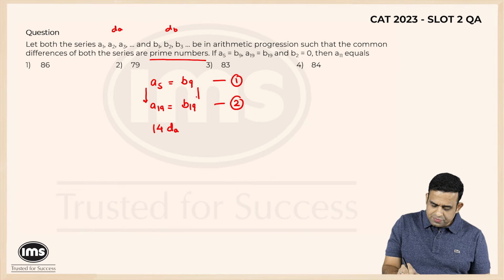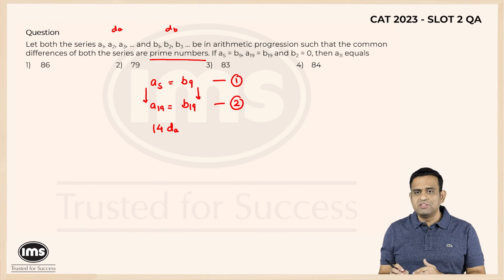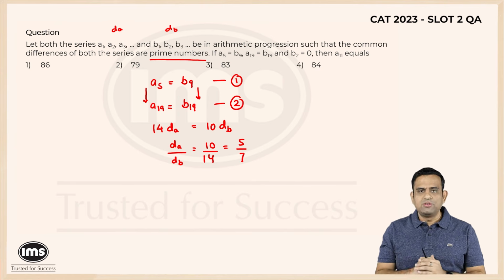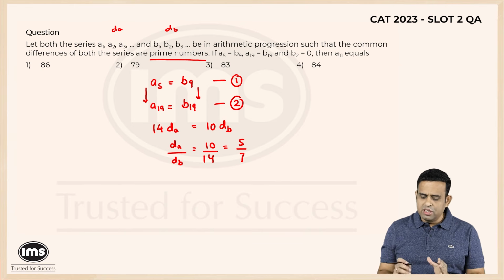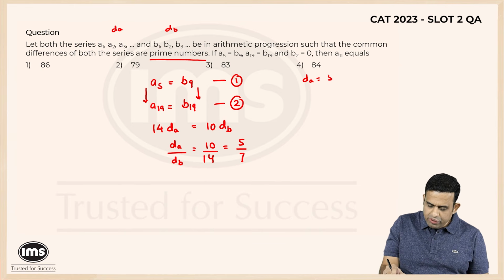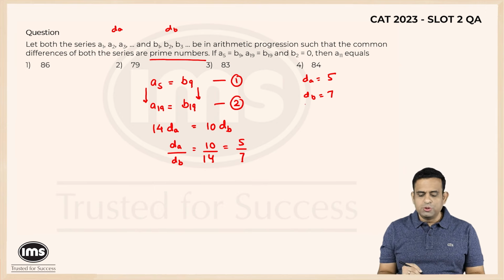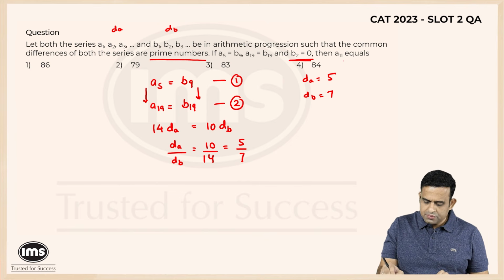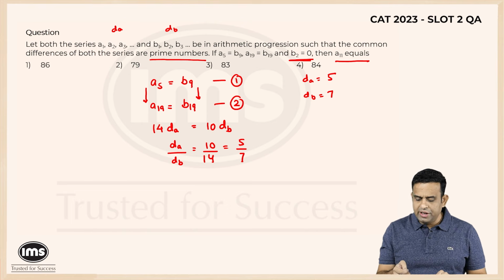What about over here? The difference between the 19th term of the second sequence and the 9th term of the second sequence is nothing but 10 times the common difference of the second sequence. So from here, one can find out that the ratio of DA and DB is 10 by 14, which reduces to 5:7. Since they have told you the common differences need to be prime numbers, DA needs to be 5 and DB needs to be 7. They have also told us that B2 is equal to 0, and the task is to find the value of A11.